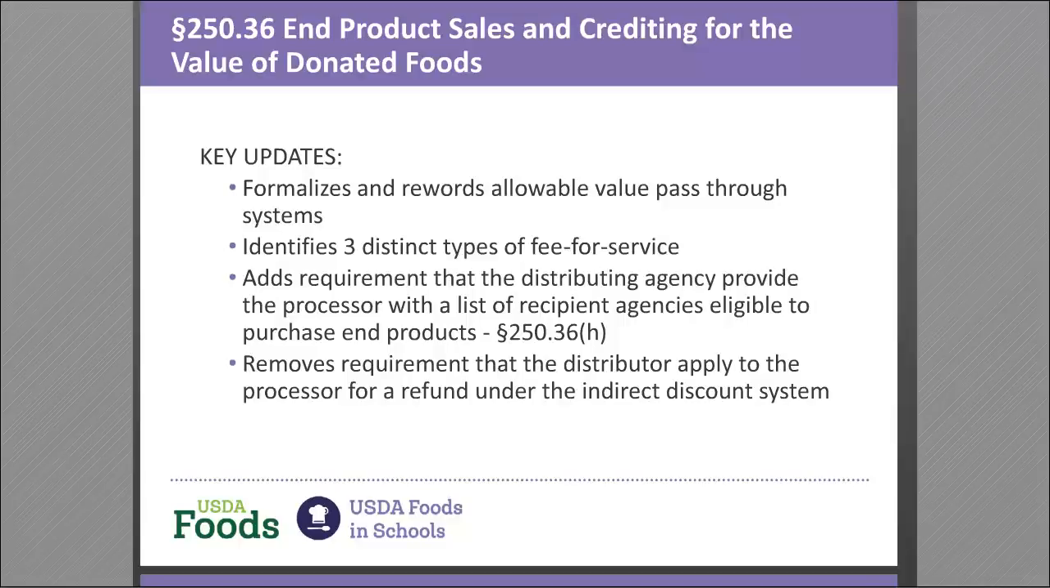For end products sold through distributors, we require that the processor provide the distributor with a list of eligible recipient agencies and either the quantities of approved end products that each recipient agency is eligible to receive, or the quantity of USDA food allocated to each recipient agency along with the raw USDA food needed per case of each approved end product. Lastly, we removed the requirement under the old regulations that the distributor apply to the processor for a refund under the indirect discount system.